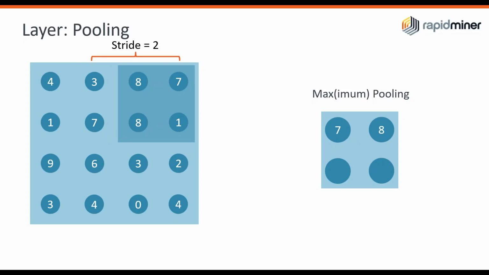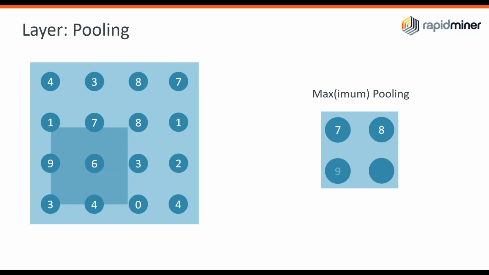resulting layer. If I use a stride of 2, just to highlight the difference between a stride of 1 and 2, here we would have 8 as the highest value, so we would put in an 8 in our next layer. Then, since the stride is 2, we go 2 neurons downwards. Here 9 is the highest value, and for the last section, 4 is the highest value. This is one option among many.